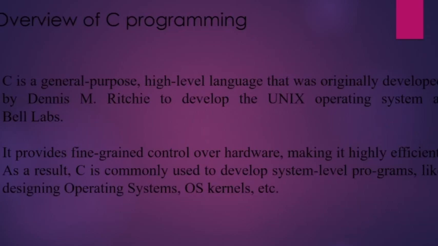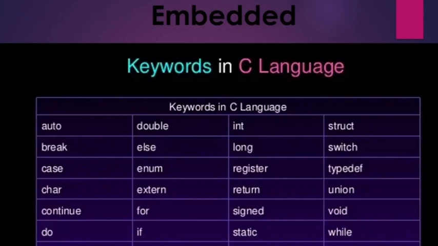Now first we'll see the overview of C programming. C is a general purpose high level language that was originally developed by Dennis Ritchie to develop the Unix operating system at Bell Labs. It provides fine grained control over hardware, making it highly efficient. As a result, C is commonly used to develop system level programs like designing operating systems, OS kernels, etc.